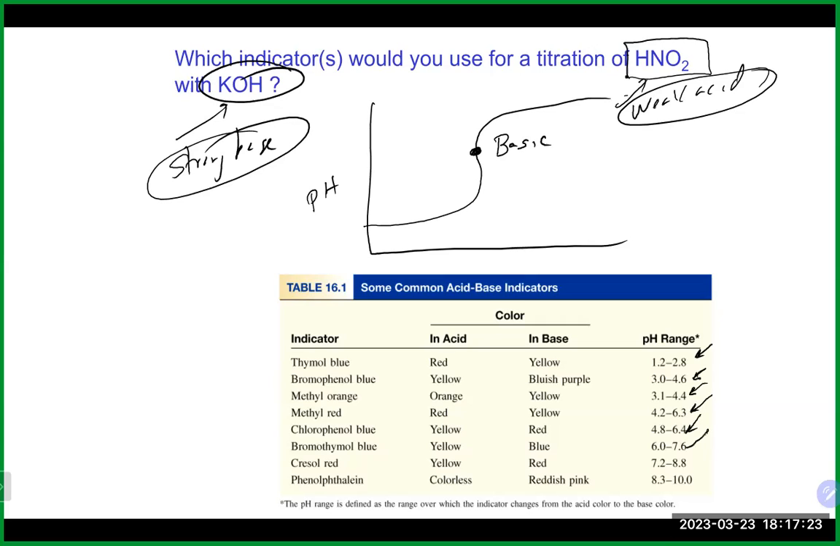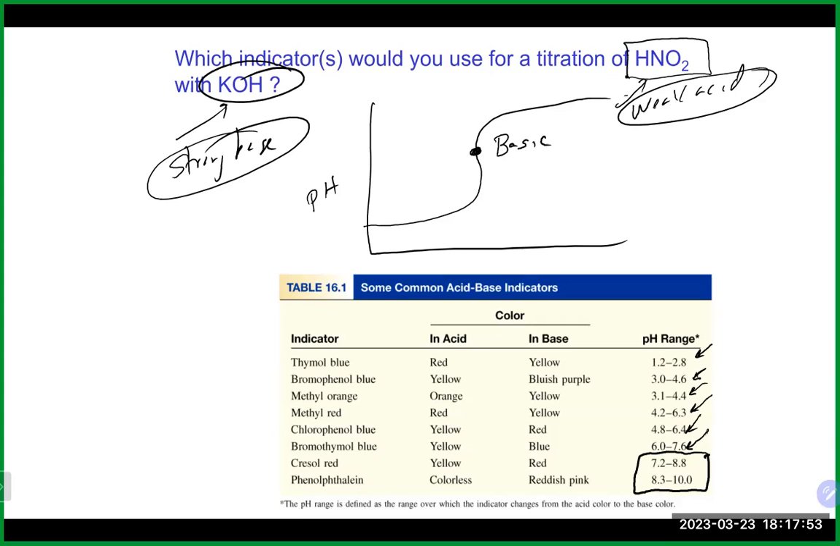Now, this one does get into the basic range, but would it be a good choice, you think? It would not. If you roughly think about the one we just did, it changed in the 8-ish range, right? Which means by 7.6, it's probably going to be blue already. And that's not going to give you an indication to stop. So probably the two that might be good would be these two in this type of titration.